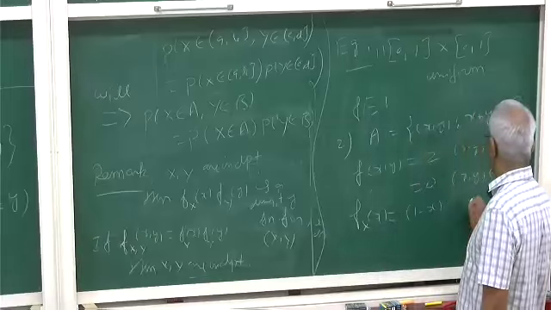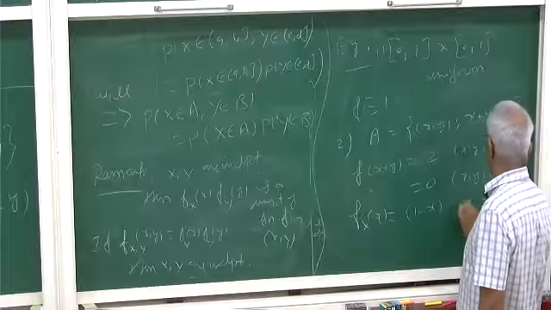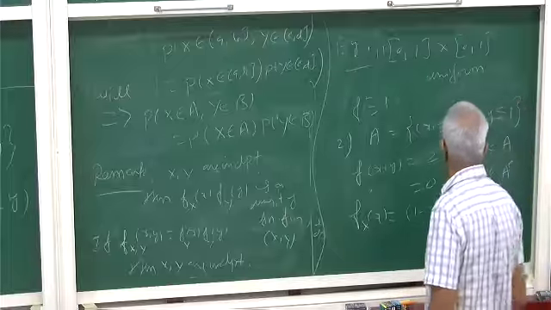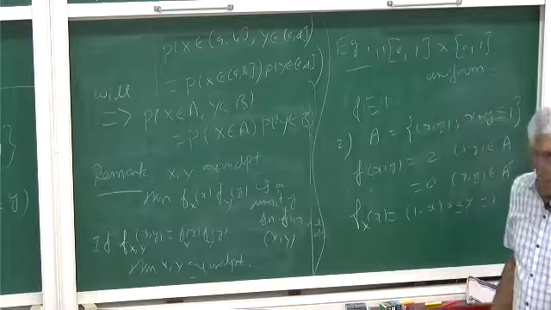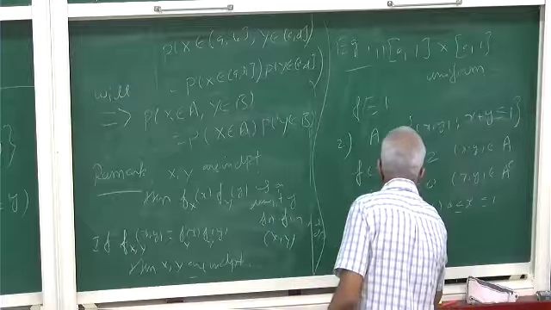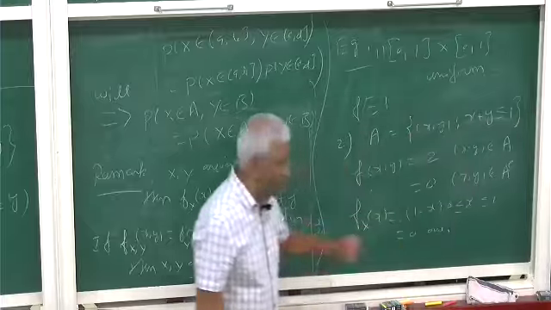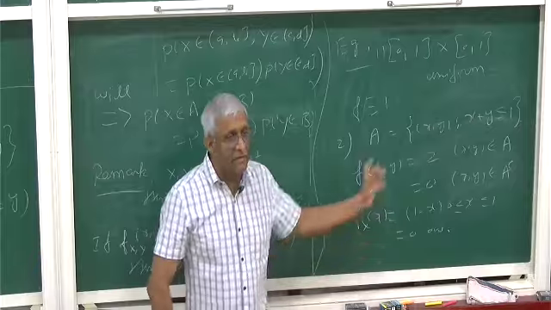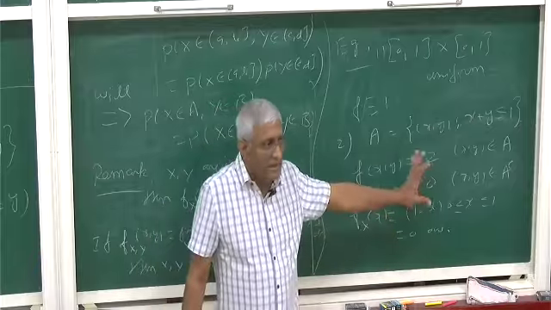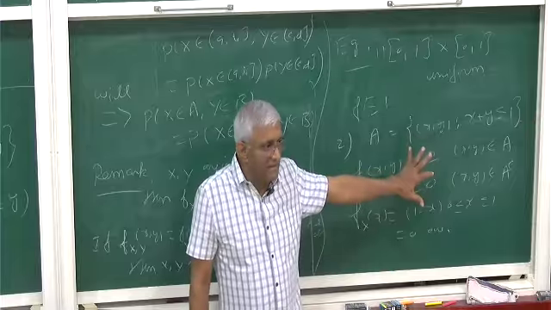1 minus x, right? Otherwise 0. And it is 0 otherwise. Similarly, f_Y is 1 minus y. If you multiply those two things, you don't get 2. So these are not independent.